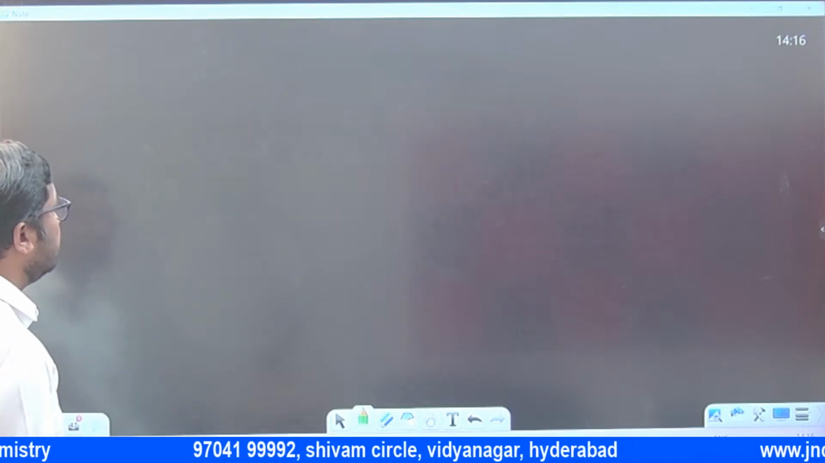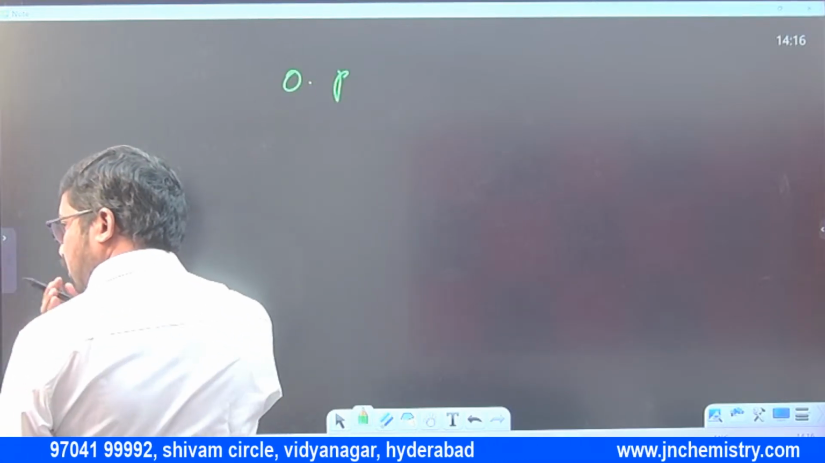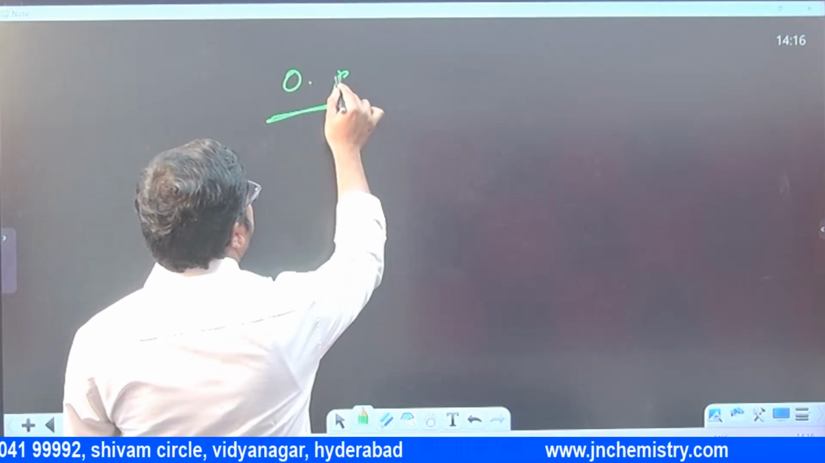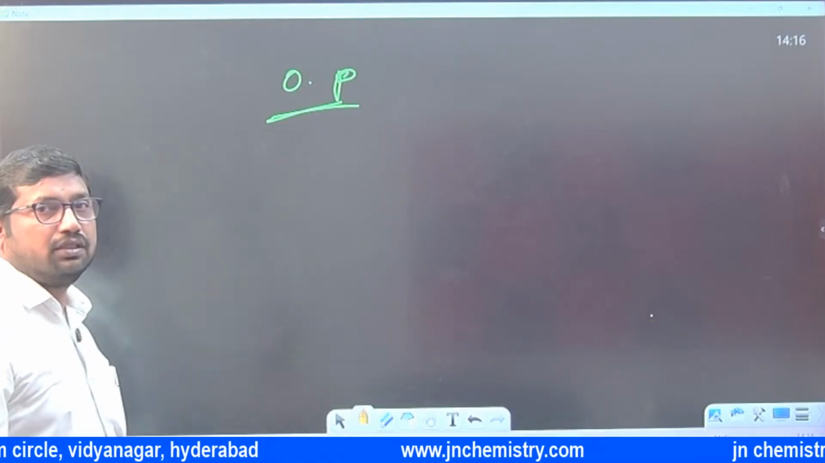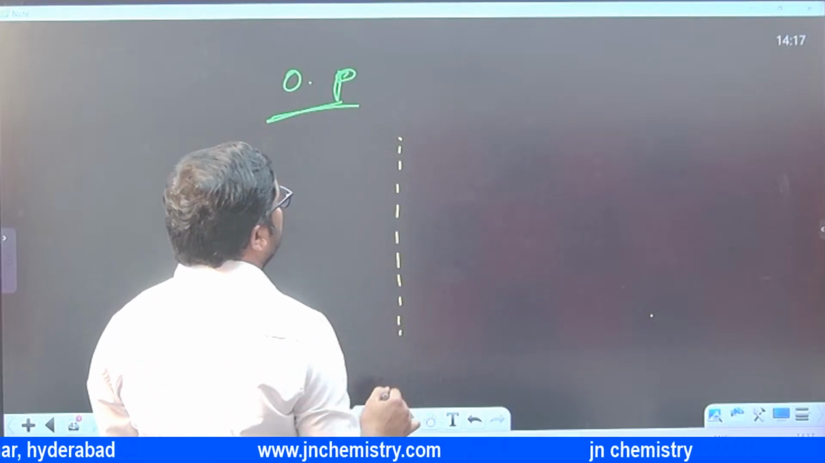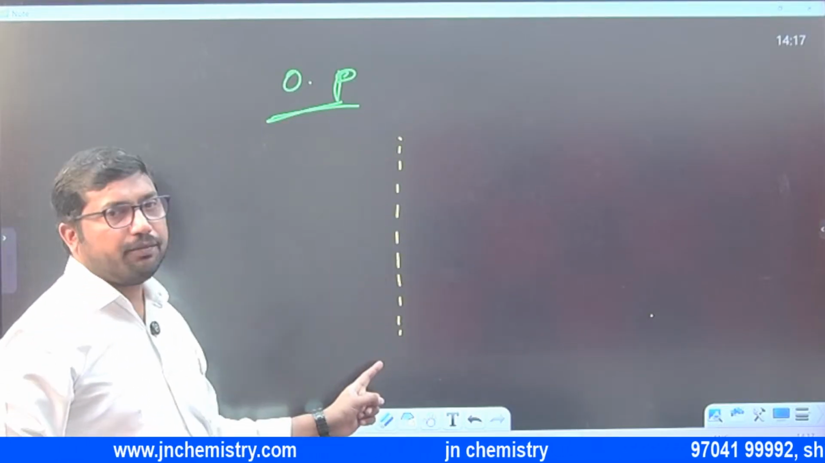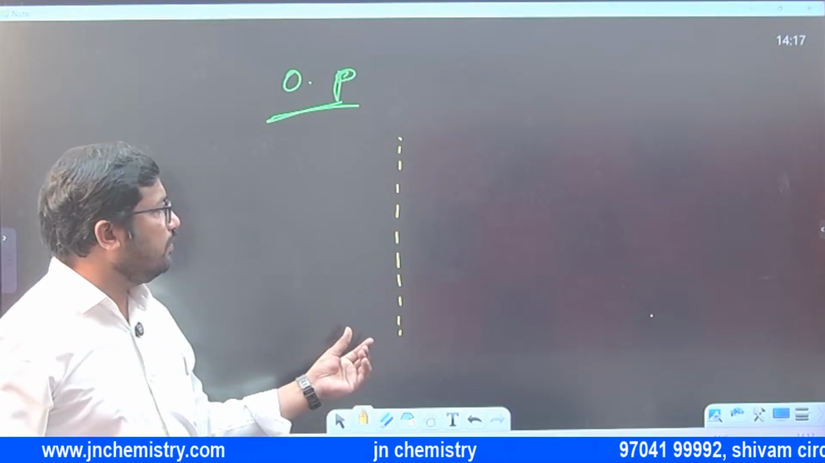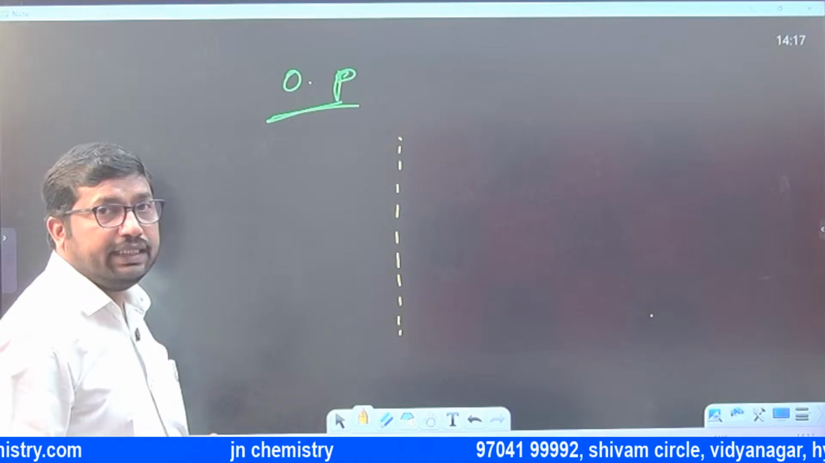Next, the last one is osmotic pressure. What is osmotic pressure? Osmosis. First we need to know the osmosis. First, semi-permeable membrane. Semi-permeable membrane is of two types, one is natural, one is artificial, which allows only solvent.